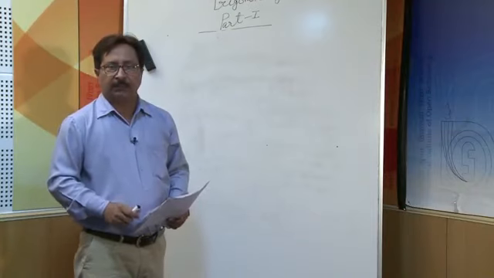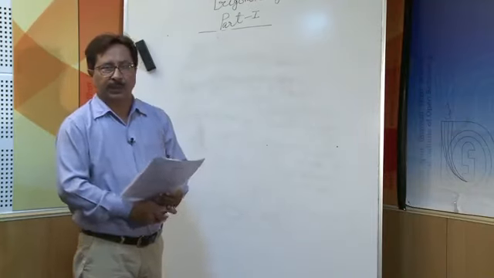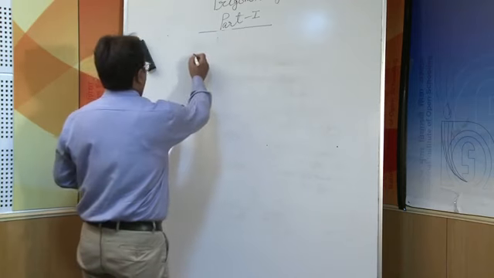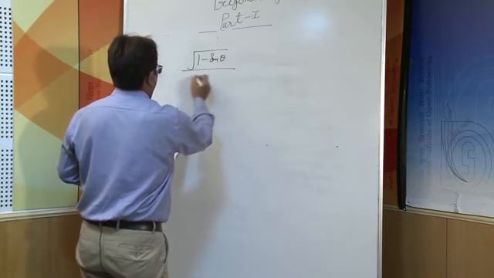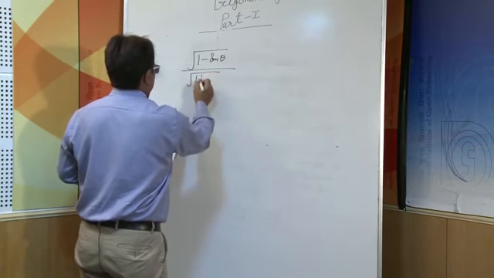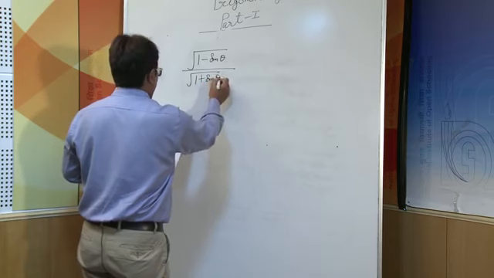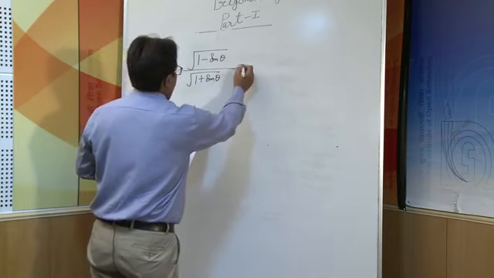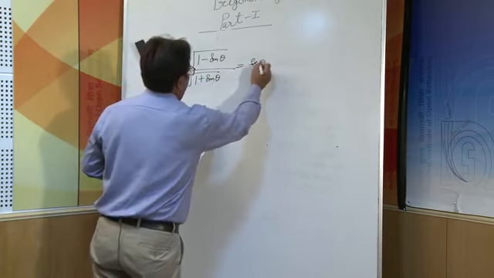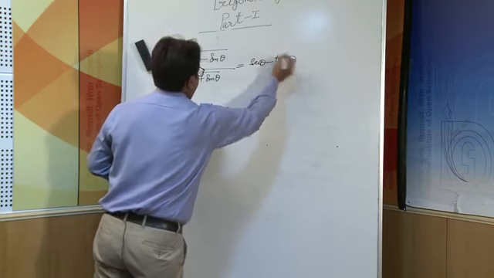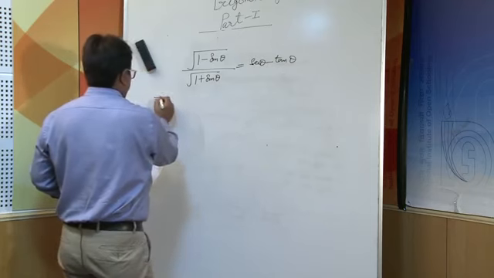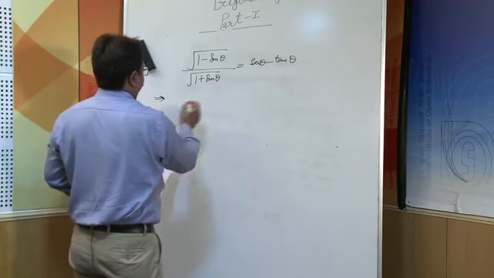These identities are very helpful in simplification. Here it is, prove that under root 1 minus sin theta upon under root 1 plus sin theta equal to sec theta minus tan theta. Let us see how to prove it.